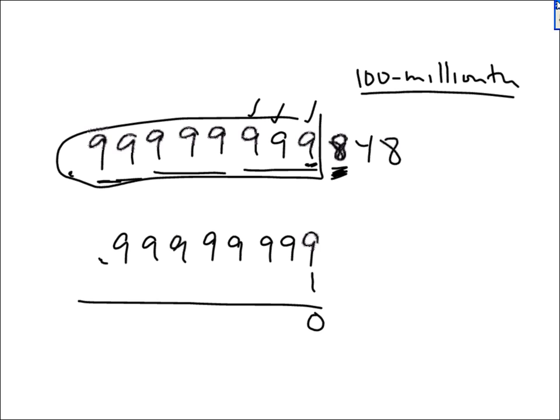I get 10, 10, 10, 10, 10, 10, 10. There's my decimal, and 10, 1. It rounds off to 1. Okay, that finishes the section on rounding off decimal numbers.